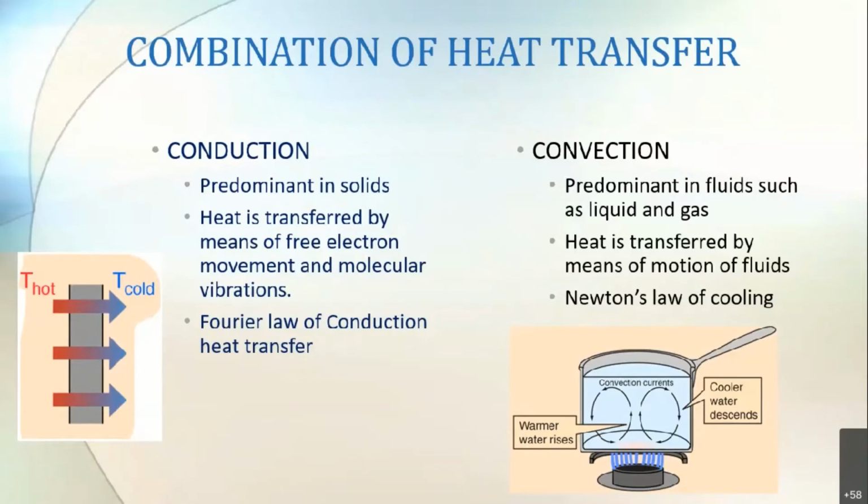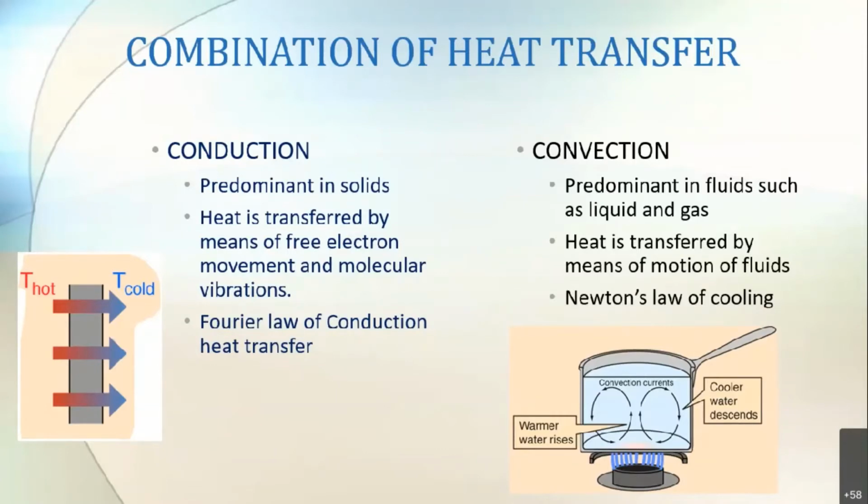So again, I'm just listing down all the properties of conduction and convection. So conduction happens predominantly in solids. Heat is transferred by the free electron movement or molecular vibration, and the equation is Fourier's law. Whereas convection is predominant in fluids such as liquid and gas. Heat is transferred by the motion of fluid, and the equation governing the convection is Newton's law of cooling.